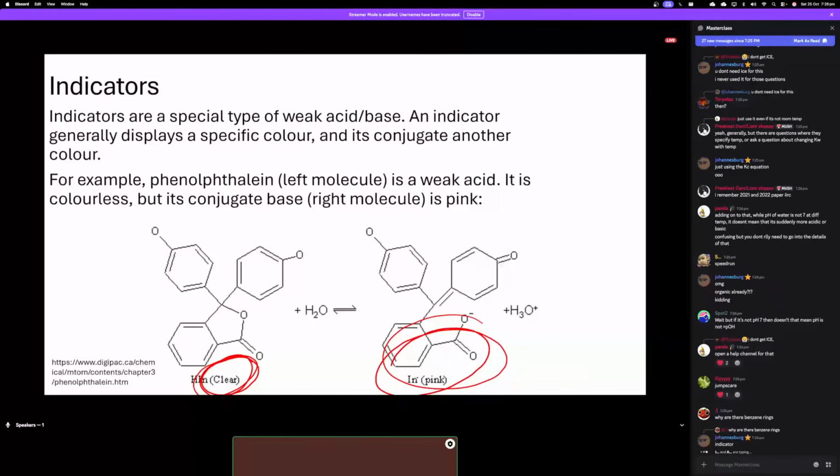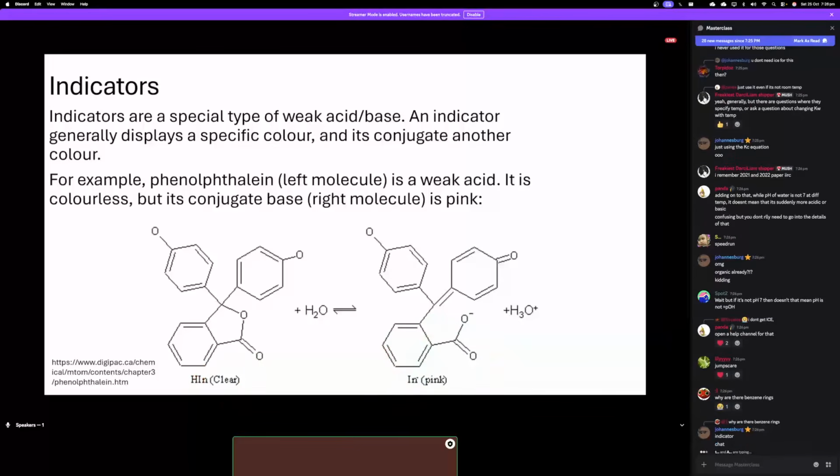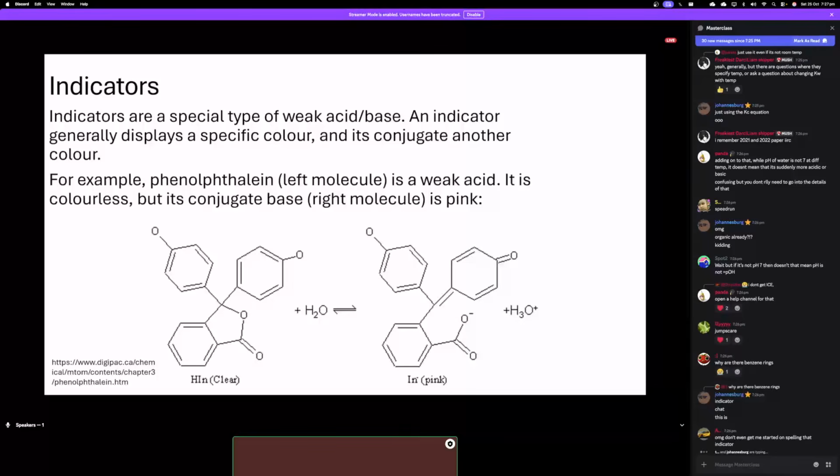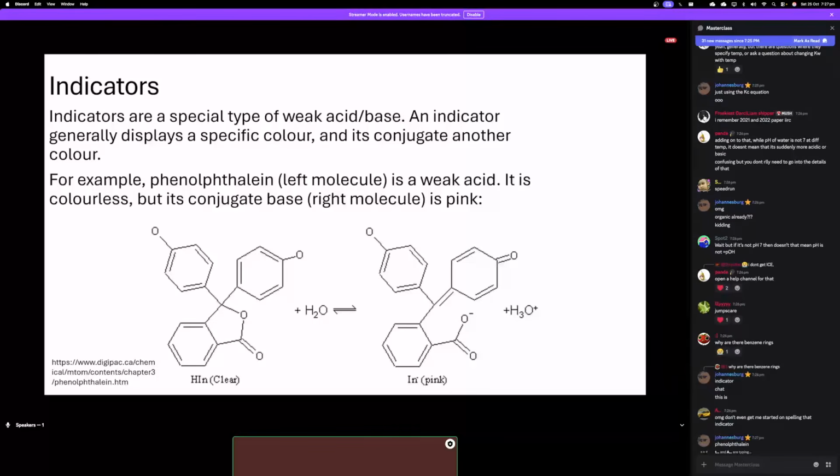Why are there benzene rings? Don't get scared, we'll get to that later too. There's a lot to cover. I will end up going over 2 hours, low-key. It's okay. Oh well. I'll try and speed run.